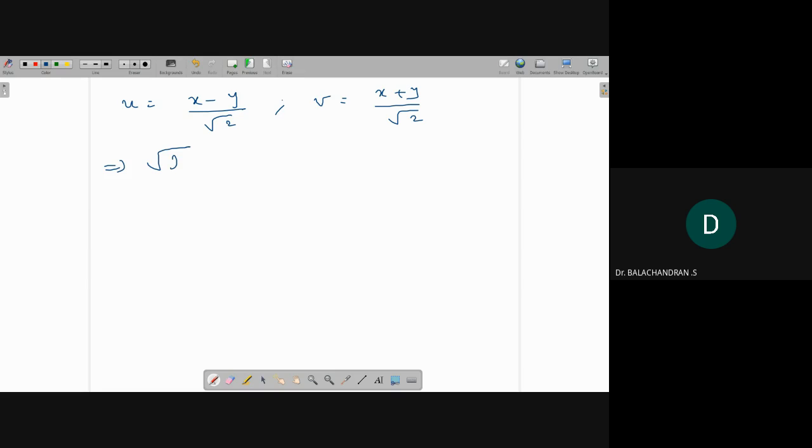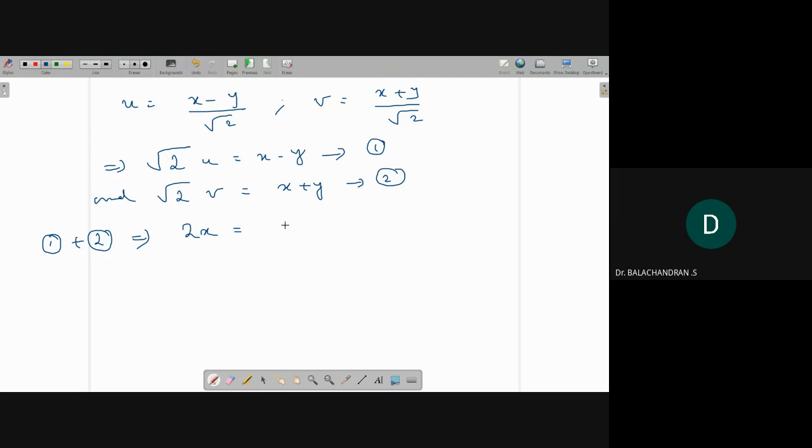root 2 into u equal to x minus y. I call this 1, and root 2 into v equal to x plus y. This is 2. So 1 plus 2 implies, y gets cancelled, 2x equal to root 2 into (u plus v). So x is equal to (u plus v) divided by root 2.